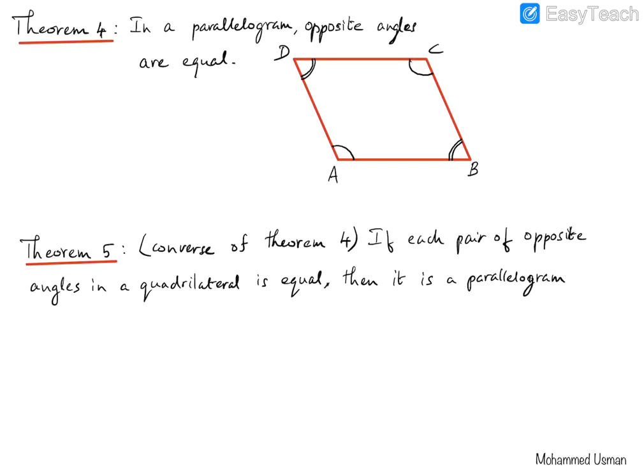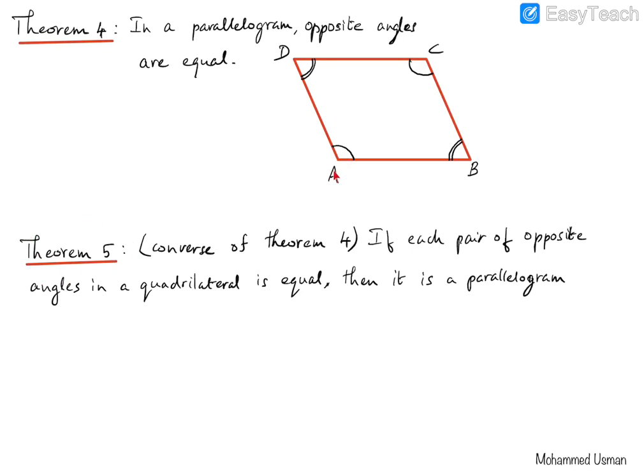The next property is that in a parallelogram opposite angles are equal. So if you look at the vertices, the angles formed at the opposite vertices are equal. So angle A is equal to angle C, and angle D is equal to angle B. The converse of this property is that if the opposite pair of angles in a quadrilateral are equal, then it becomes a parallelogram. That's the converse of theorem 4, which we denoted as theorem number 5.